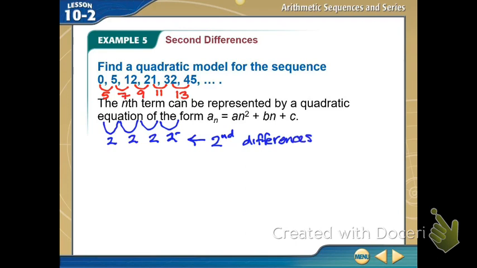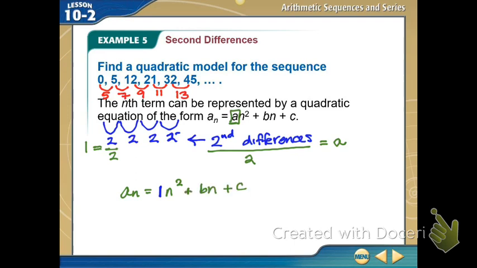To find the leading coefficient of the quadratic, A, you take the second difference and divide it by 2. In this case, since my second difference was 2, 2 divided by 2 is 1. That means the leading coefficient of my equation is definitely 1. So it's 1n squared plus bn plus c. Now I just have to figure out this part. I already know that the leading coefficient is 1.